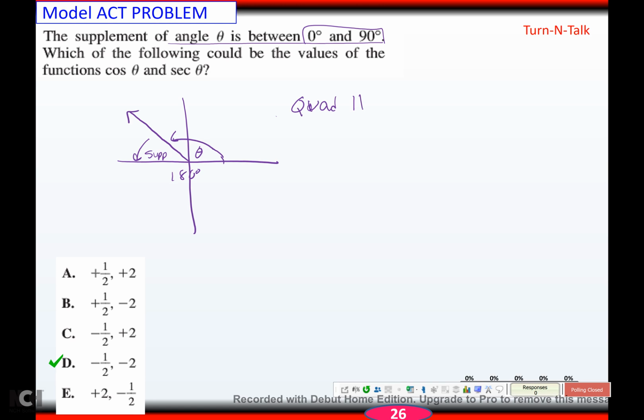Quad 2. Well, as far as these answers go, they didn't give me any numbers, anything. So they want to know what could be the values of the functions, what could be, not what are they, what could be the functions cosine and secant. Well, I don't know. They didn't give me any numbers whatsoever. They didn't tell me I'm in the unit circle. All right. So what are they trying to do? And then it dawned on me, oh yeah, they're trying to get, do you know your sign chart? Okay. And if you don't, you need to.